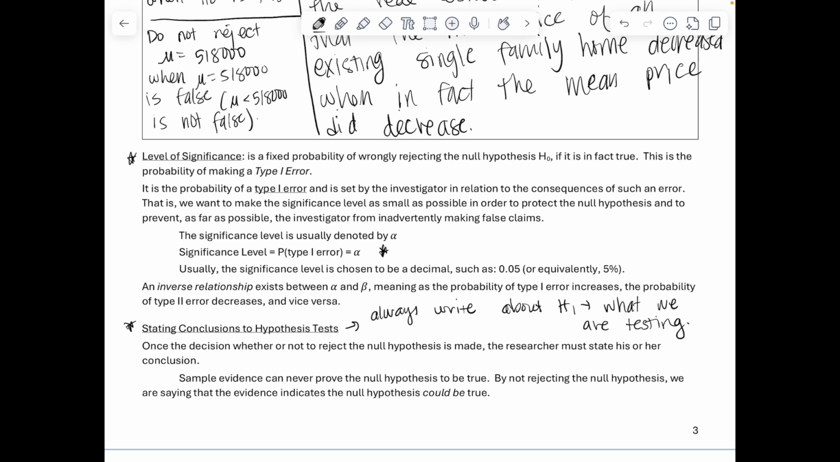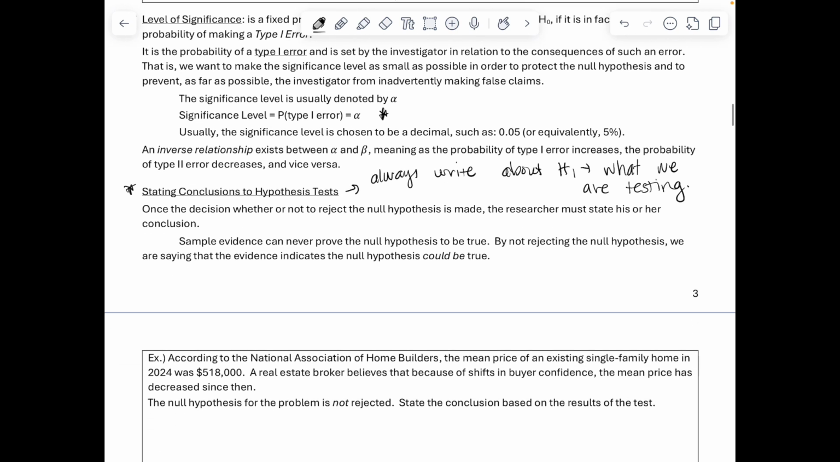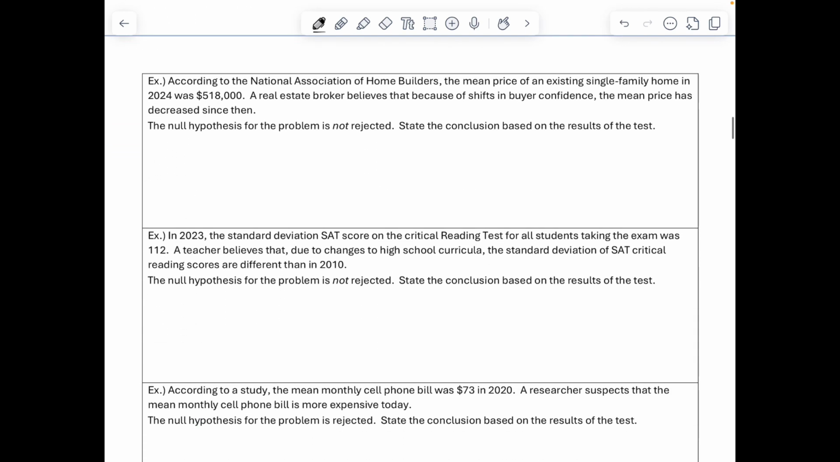So once the decision whether or not to reject the null hypothesis is made, the researcher must state his or her conclusion. Sample evidence can never prove the null to be true, but if we're not rejecting the null hypothesis, we're saying that evidence indicates that the null hypothesis could be true. And again, we do not use that word accept.